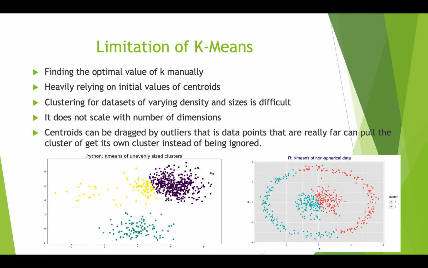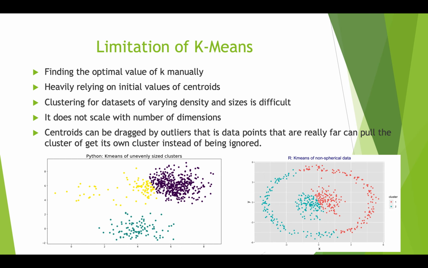So, limitations of k-means: finding the optimal value of k is something we have to do manually, and we have to use the elbow method, or just make random guesses to find the value. Plus, it relies heavily on the initial values of the centroids. If you get good initial centroid values, then we can get a good result in fewer iterations. But if you get really poor centroid positions initially, then there have to be a lot of iterations for the algorithm to converge.